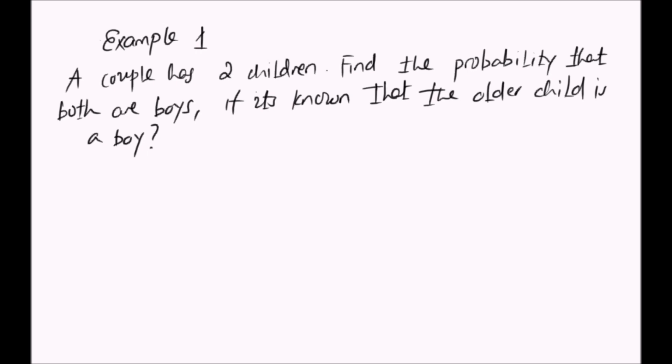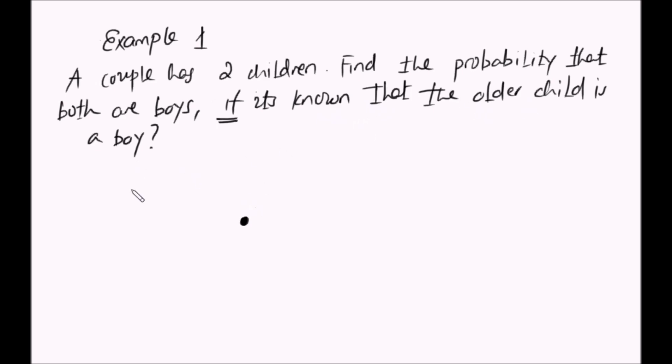So let's solve now. I think that definition is enough. A couple has 2 children. So these are a father and mother. They have 2 children. Now find the probability that both are boys if it is known that the older child is a boy. So we have to find the probability that both are boys, with the condition that the older child is a boy.